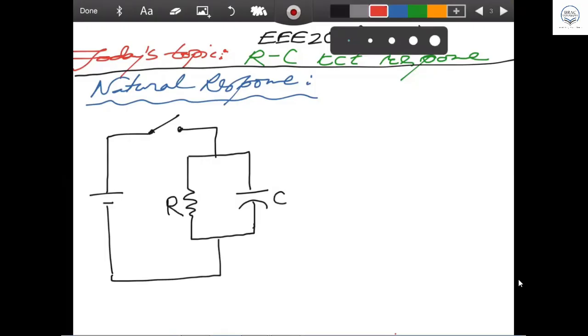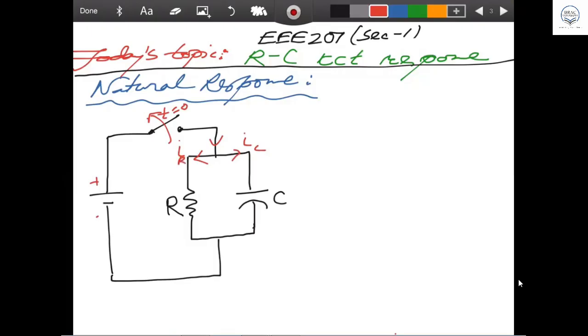And what happened here now, at time t equal to 0, the switch is going to be opened from here. Before that, the current was flowing through this in this direction. So one current was flowing through the capacitor, another current was flowing through the resistor. And because of that, a voltage was developed here, and that voltage we can call the VC voltage, with plus and minus like that.